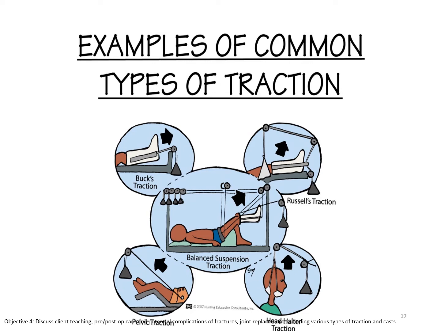The cervical head halter, it's really weird. I've only seen it once. And it's used in adults under the chin and around the face and the back of the head. Not too much weight, of course. It's going to be anywhere from 5 to 15 pounds. The one that I saw was only 5 pounds. And it helps with the relief of muscle spasms caused by degenerative or arthritic conditions of the cervical vertebrae or by a muscle strain. And of course, Buck's we already talked about, and pelvic traction.